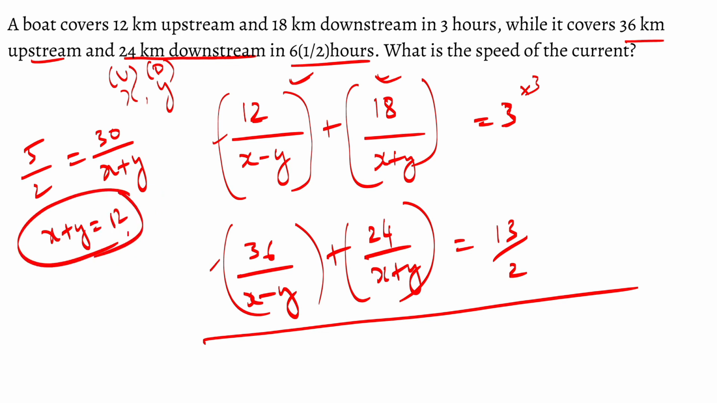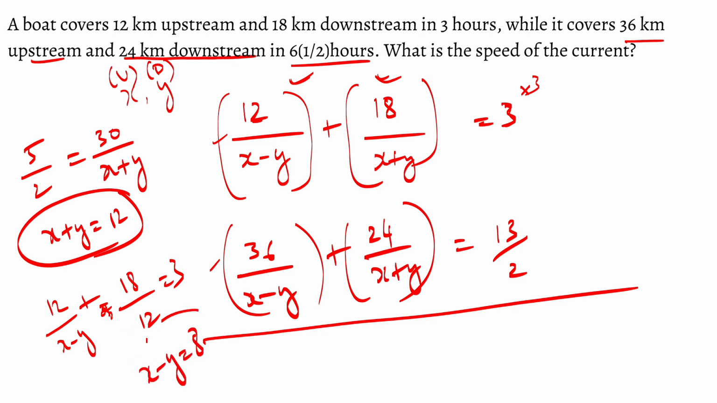Now if we place this in any one of the equations, we'll get x minus y, and if we add both x plus y and x minus y, we are left with the respective values of x and y. So substitute x plus y equal to 12 in equation 1: 12 by x minus y plus 18 by 12 will be equal to 3. Calculate this, take LCM, and we'll get x minus y as 8. So x plus y is equal to 12, x minus y is equal to 8.